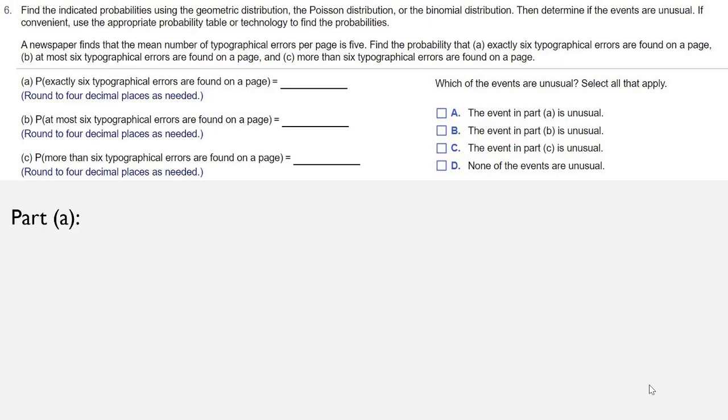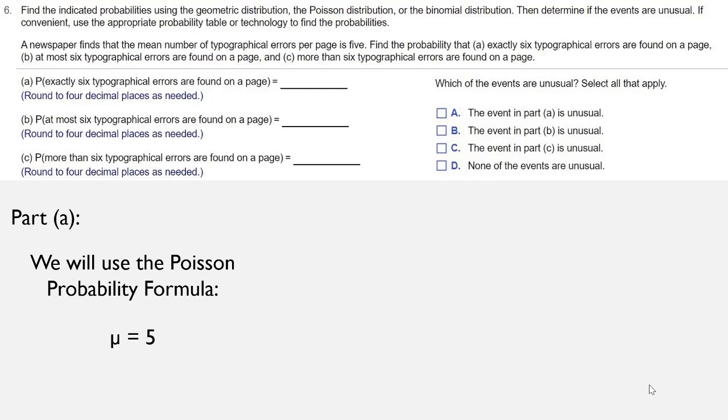In part A, we need to first determine what kind of distribution this is. Since we're looking for the number of errors per page, which is an area of space, we're trying to find the number of occurrences in a given interval of time or space. That makes this the Poisson distribution. So to use the Poisson probability formula, we need to know the value of mu. It says the average number of errors is 5, so that's our mu.